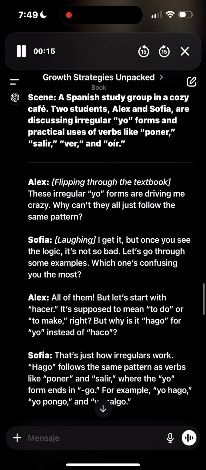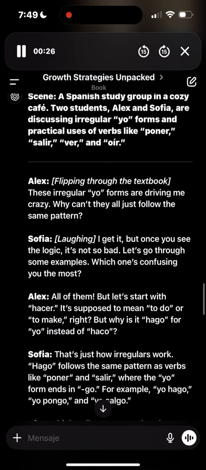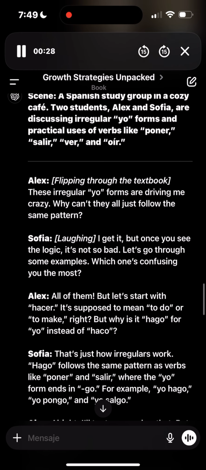Flipping through the textbook, these irregular yo forms are driving me crazy. Why can't they all just follow the same pattern? I get it, but once you see the logic, it's not so bad. Let's go through some examples. Which one's confusing you the most?